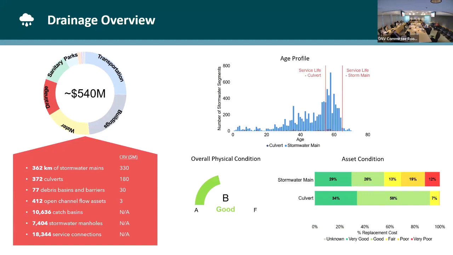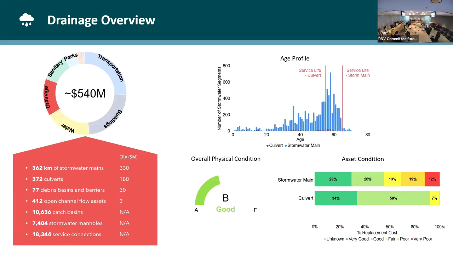Okay, so now we're moving into our drainage system. So this is our complete stormwater system, and that really collects and conveys rainwater. So wherever it falls, it goes through our system and it's discharged. So we have about 360 kilometres of stormwater mains, and we have hundreds of culverts. And collectively, that's about $500 million of asset value. This asset category also includes our debris basins and our debris barriers as well. So this is an important one as we think about a changing climate as well.